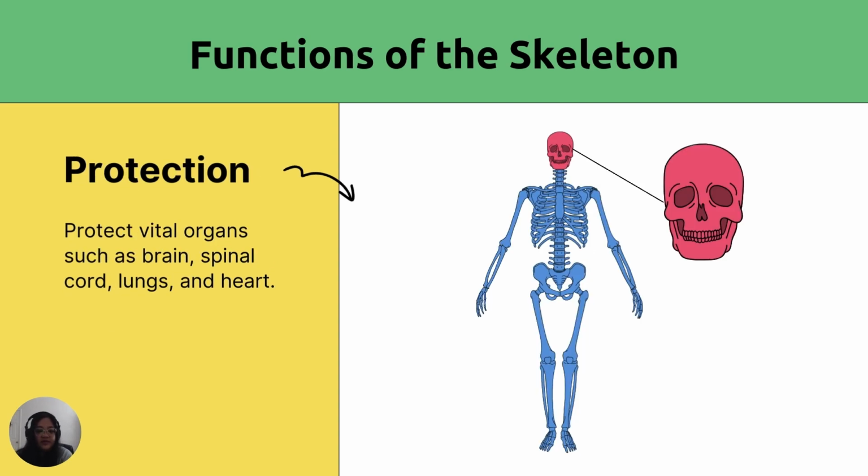The second function is protection. So our body has vital organs. Vital organs are important organs that are more internal. Good examples are your brain, your spinal cord, your lungs, and your heart. So right here, that is highlighted in red, that is your skull. Your skull is responsible for protecting your brain.